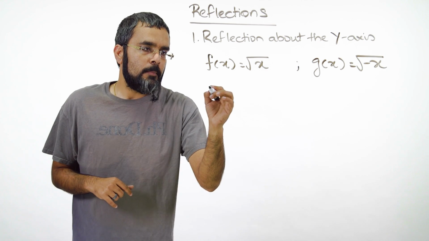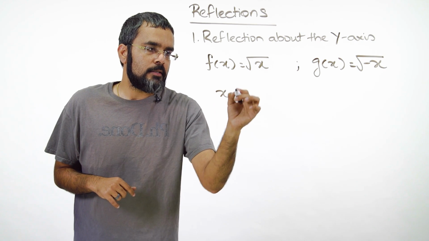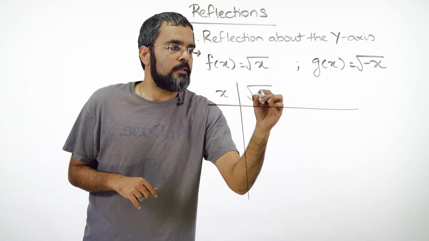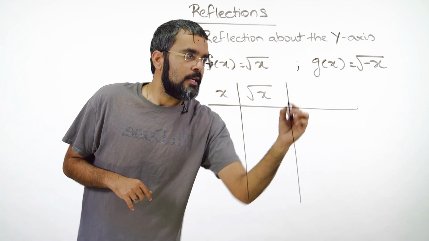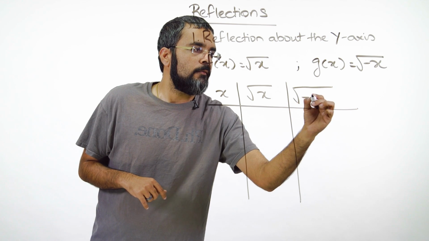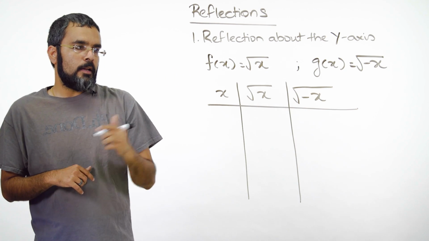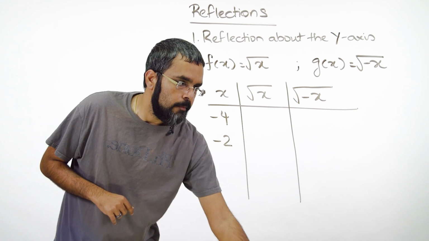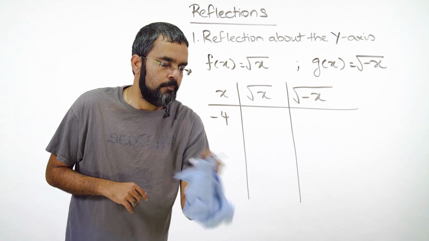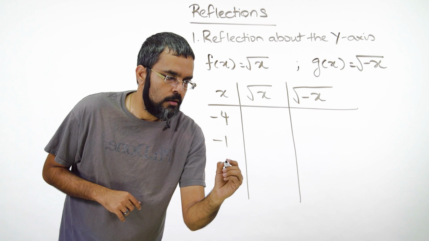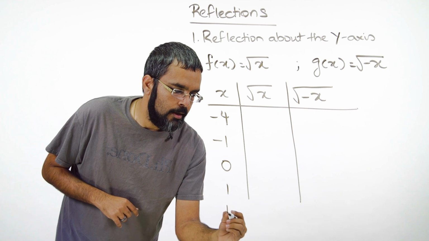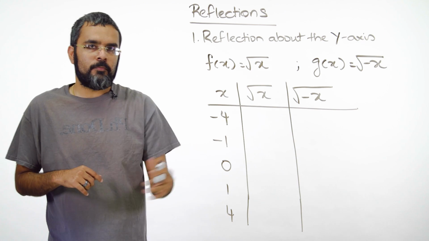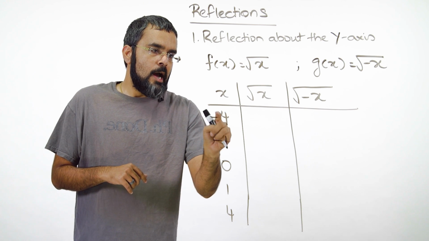Okay, so let's go ahead and make our table here. So I'm going to take x, and I'm going to take square root of x, and then I'm going to take square root of negative x. All right, and let's pick 4 points. I'm going to pick negative 4, negative 1, 0, 1, and 4. I picked these points deliberately so we don't get crazy decimals here.